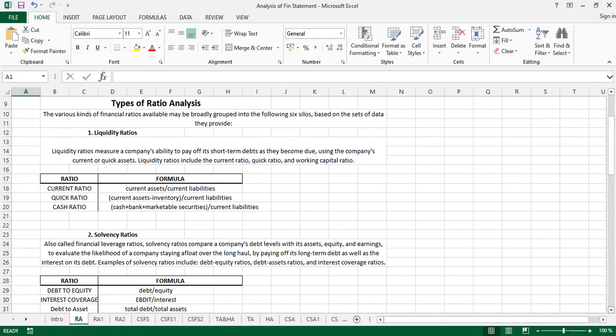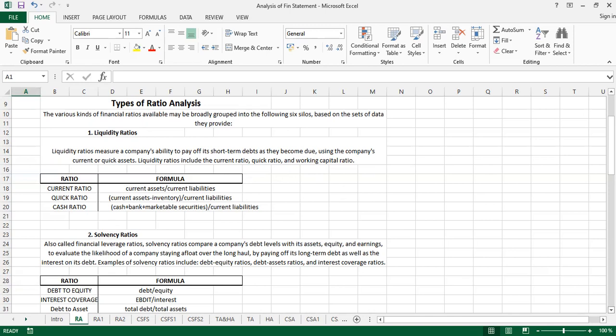So the types of ratio analysis, there are various kinds. We start with the liquidity. The liquidity ratio measures the ability of the company to pay off its short-term debts or short-term liabilities as they become due, using the company's current or quick assets. Liquidity ratios include current ratio, quick ratio, and working capital ratio. Actually, this working capital ratio is the same as the cash ratio, isn't it? And there we've given you the formulas of the current ratio, the quick ratio, and also the cash ratio.